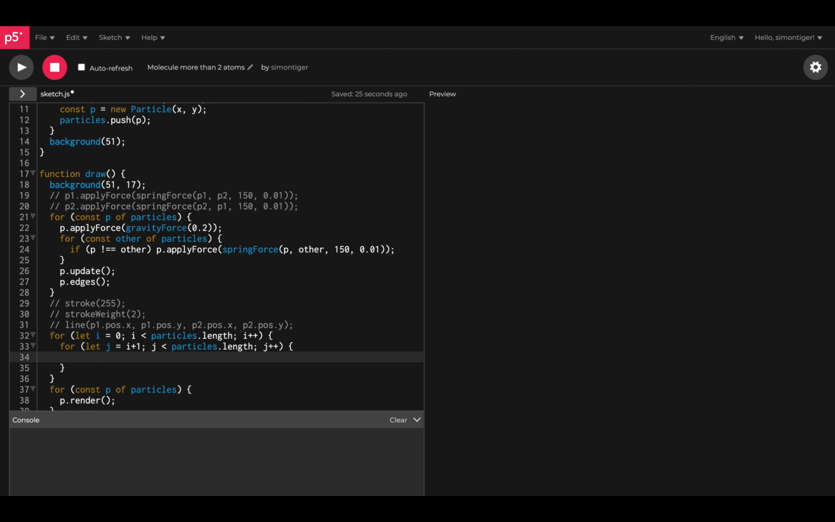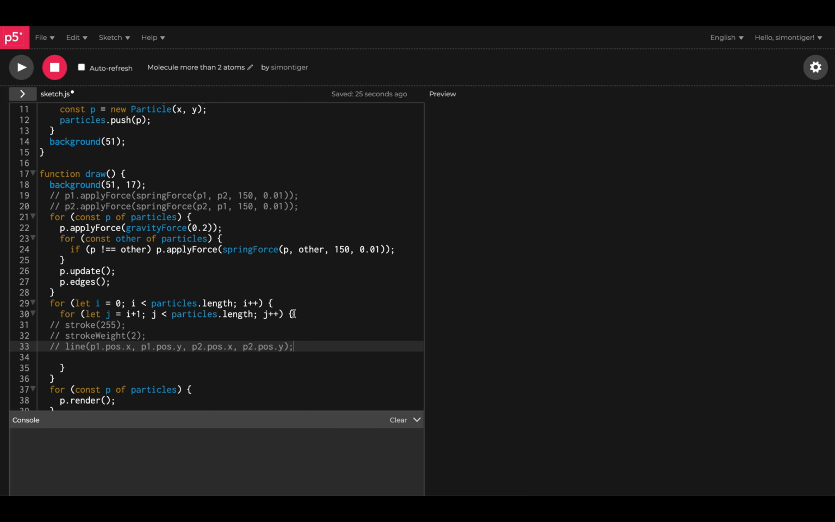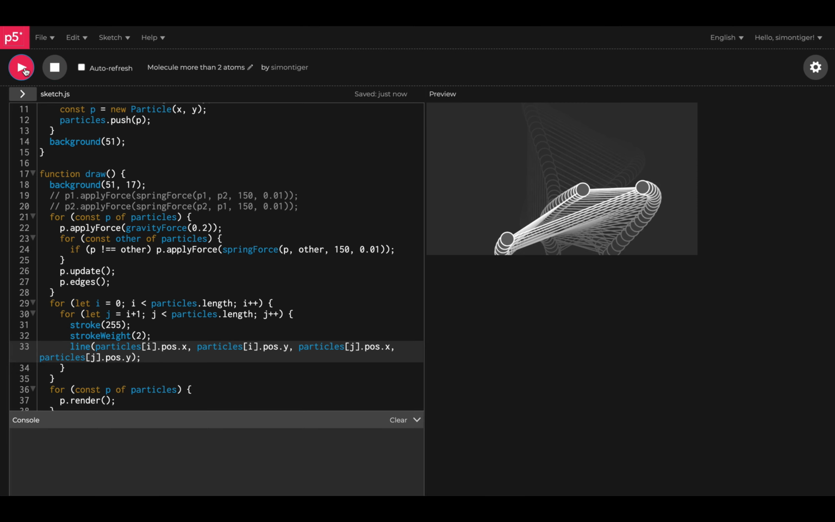And then I'm going to do line. And then I'm going to do the same thing that I did here. So this is just going to go through every pair of particles and draw a line through them. I have to do particles index i, index j. So now, woohoo!